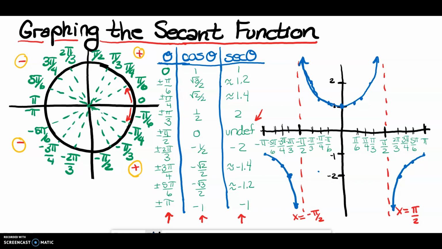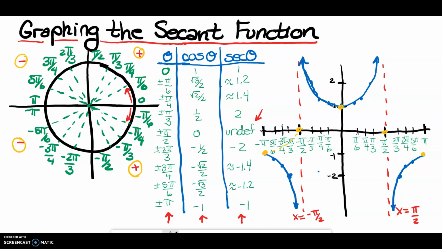That is what your secant function looks like, but I do want to point something out. My secant function, since it's the reciprocal of cosine, I know what my cosine values are, and I know how to graph these. If I plot my cosine points, my cosine graph looks like this.